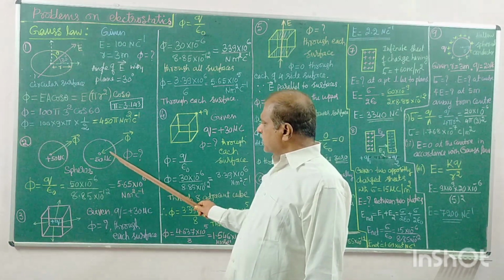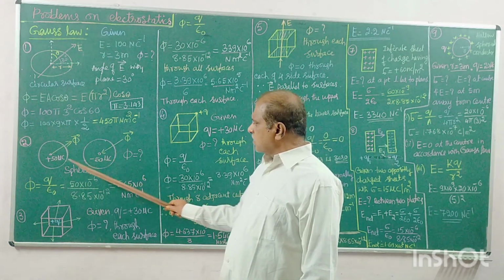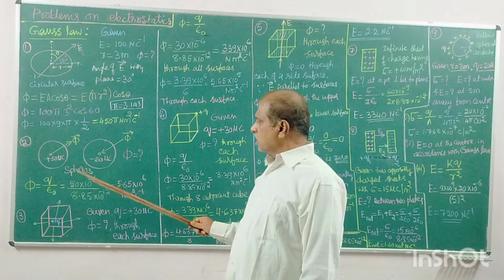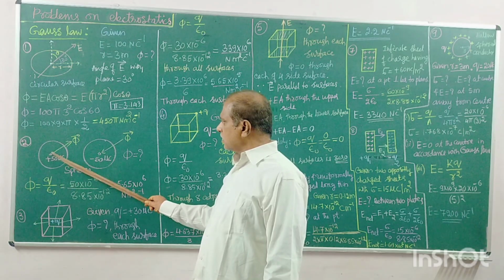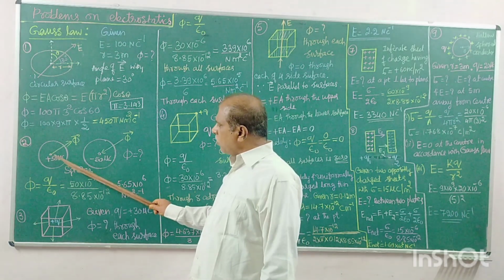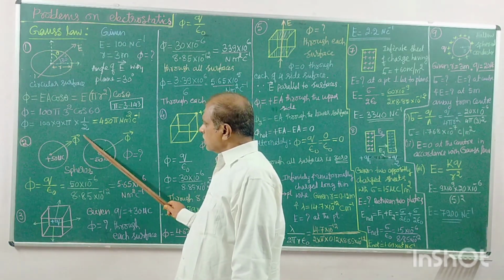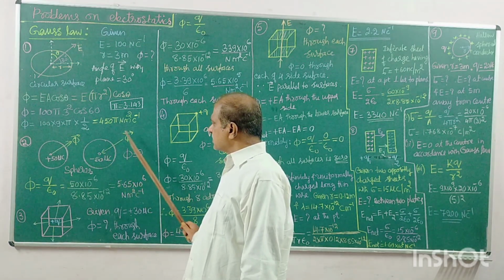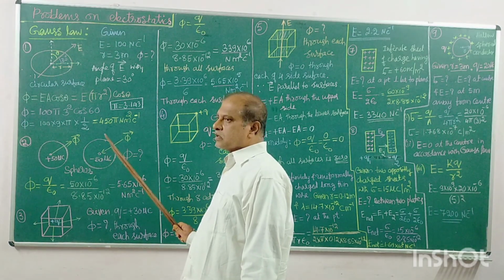And what is the direction? Here minus and plus indicates the direction of the electric flux. So this is the direction. That is away, the outward direction. It is the inward direction. That is the only difference. Magnitude of flux remains the same, but the direction is different.